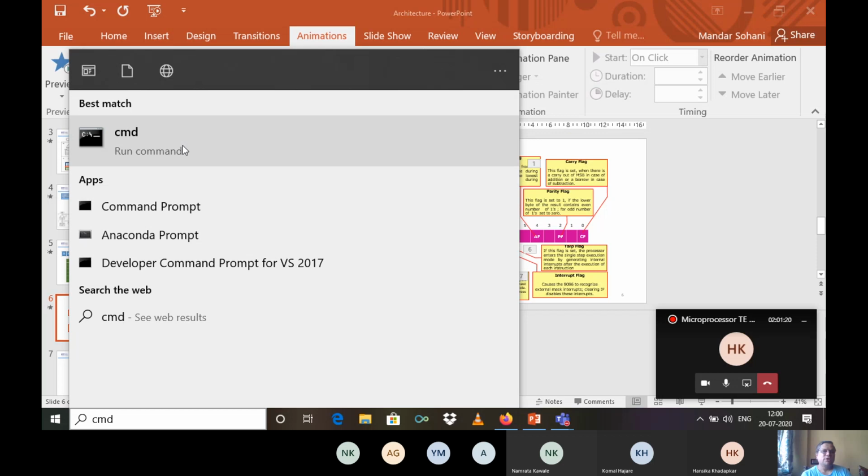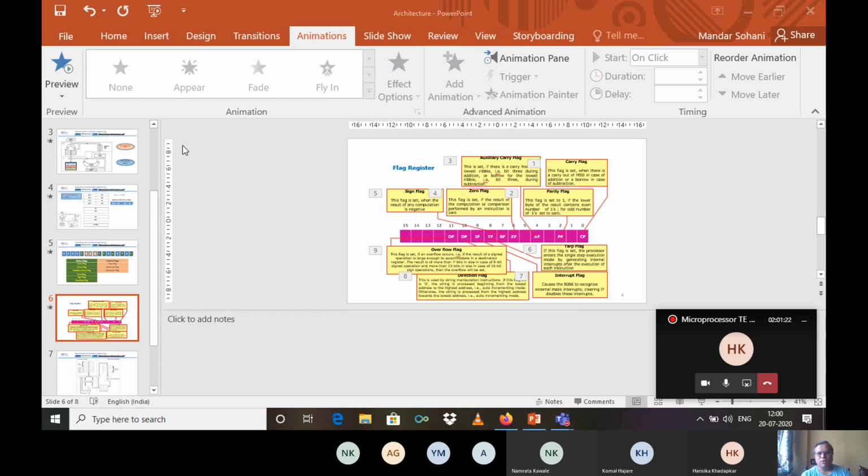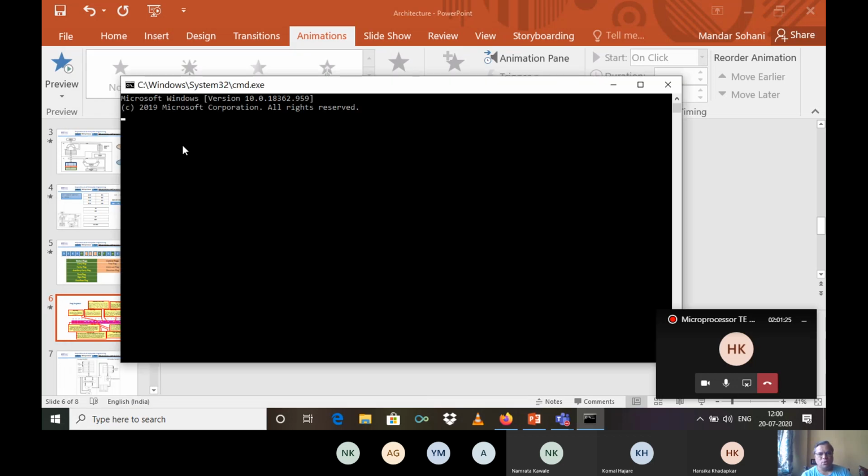Like I search for CMD, it will open the black window. Is this window visible to you? Yes, sir. Okay, fine.